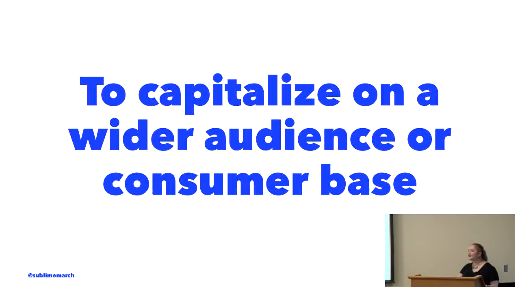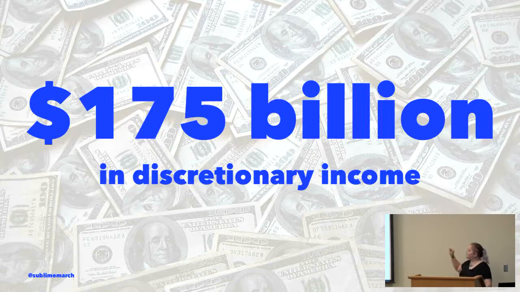Here's the other interesting thing, if you like numbers. That one in five Americans that have a disability have about $175 billion in discretionary income. Wow. I can't even think about a number that big. It's so huge, right? If you are creating an app or a technology that you want to make money off of, you want a piece of that, right?